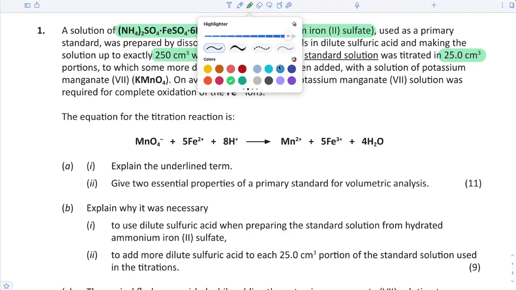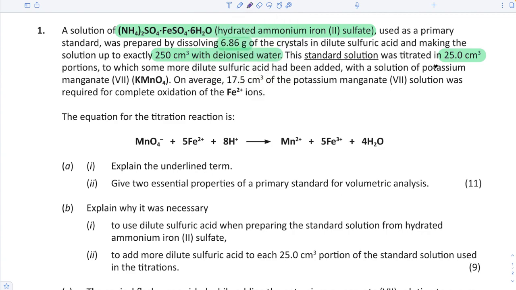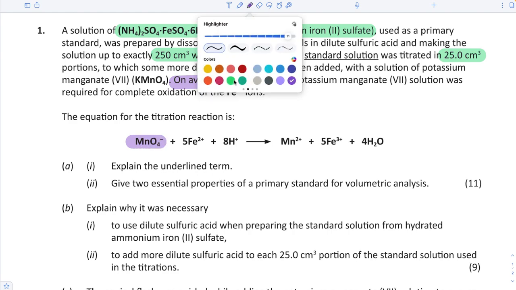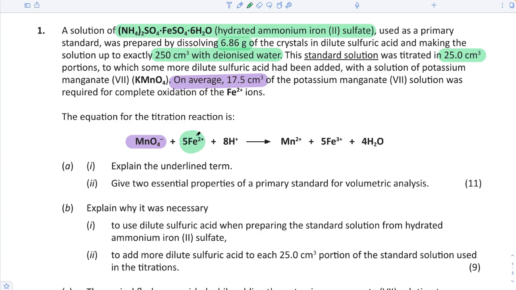For the potassium permanganate, I'm going to highlight in purple. So potassium permanganate was what it was titrated against. That had an average of 17.5 centimeters cubed when it looked at the mean titre. I'm then going to also take a look at the ratio in which they're reacting. So for every 1 permanganate ion we need 5 irons to react with it to get the redox reaction to take place.